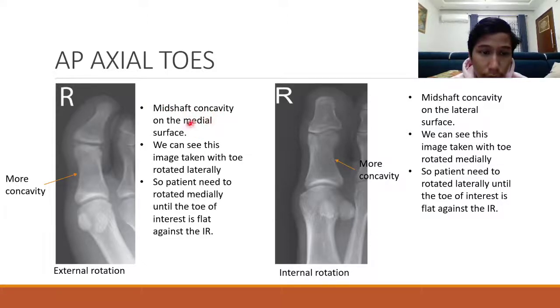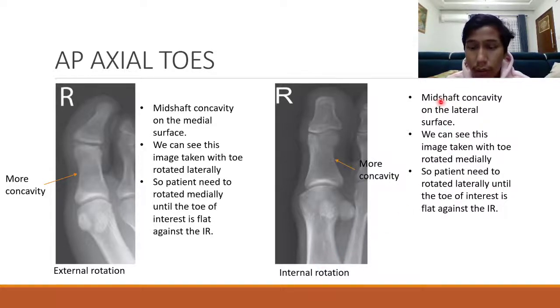The midshaft concavity on the medial surface. We can see this image taken with the toe rotated laterally, so the patient needs to rotate it medially until the toe of interest is flat against the IR. This side is more concave than this side. It is an external rotation. So this is an internal rotation.